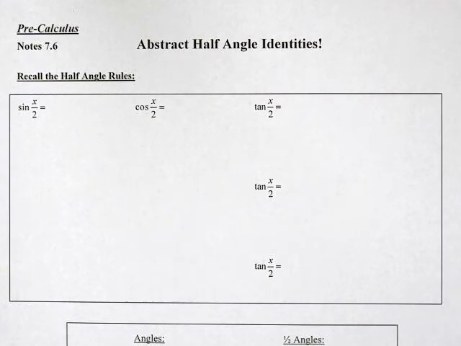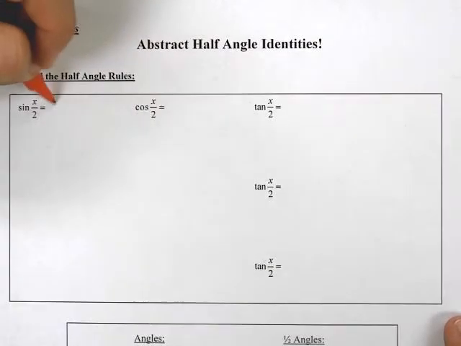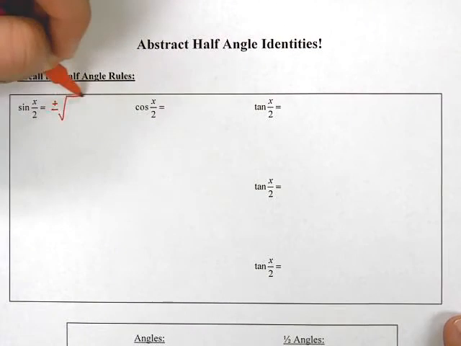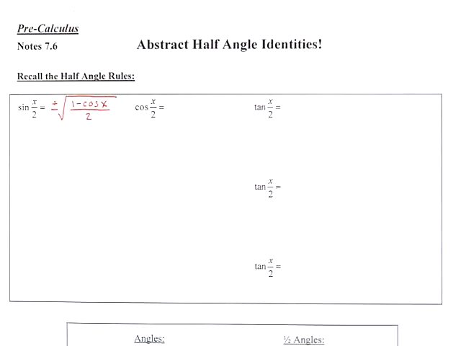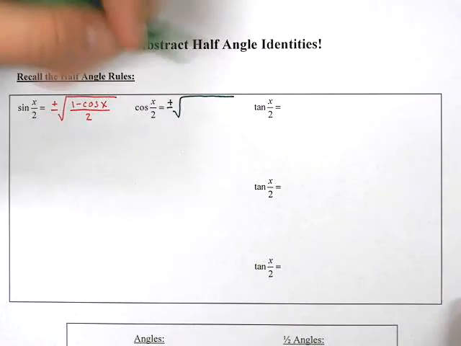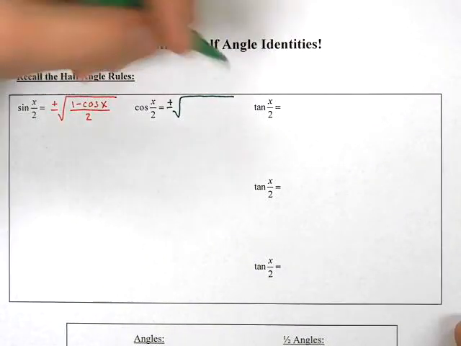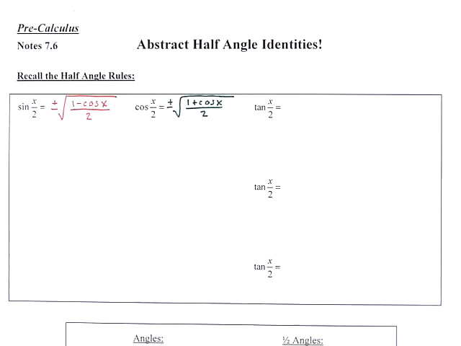There's no way around it. They're kind of ugly. If we have the sine of a half-angle, we know it's either going to be plus or minus, depending on where that half-angle lies, and it's going to be the square root of 1 minus the cosine of the full angle all over 2. And very similarly, for the cosine half-angle, it is again plus or minus depending on where the half-angle lies, which quadrant and whatnot. But now we're doing 1 plus cosine of the full angle all over 2.